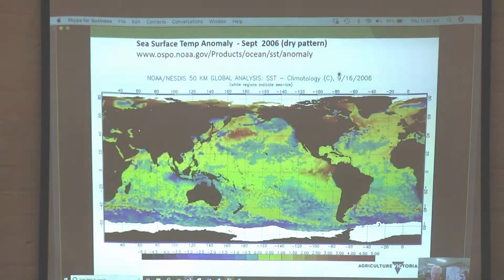I'll just show an example of it. This is sea surface temperature maps, and along the equator the ocean's a lot warmer than it is down south, but this is just showing sea surface temperature anomalies. So these orangey colours are where the ocean might be 2 degrees warmer than it is normally, and the blue colours is where a bit of ocean might be cooler than it is normally. So we're going back to show what a dry pattern looks like in September 2006. You can see all the warmer waters over here, and this is a classic El Nino pattern.